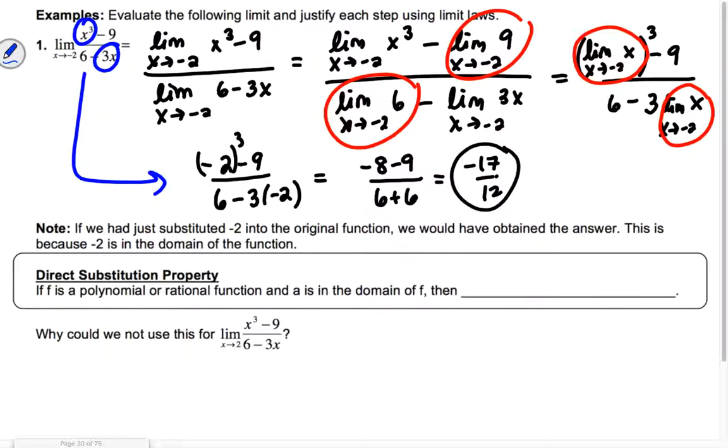Isn't that much easier? So the direct substitution property says, if you have a polynomial or rational function and a, the thing you're taking your x value closer and closer to, is in the domain, then you're able to just say the limit as x goes to a of that function is the same as just directly plugging in a for all of the x's.